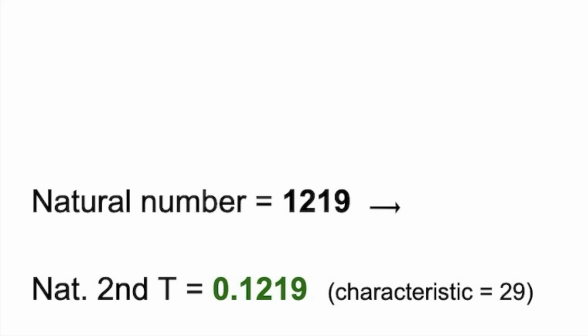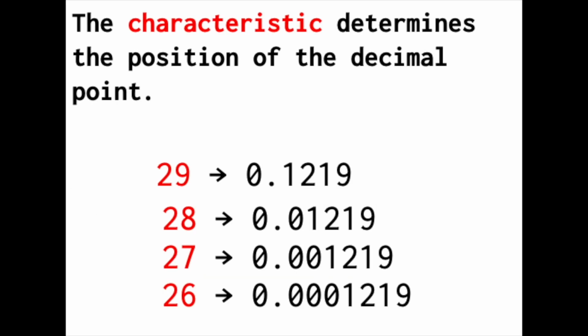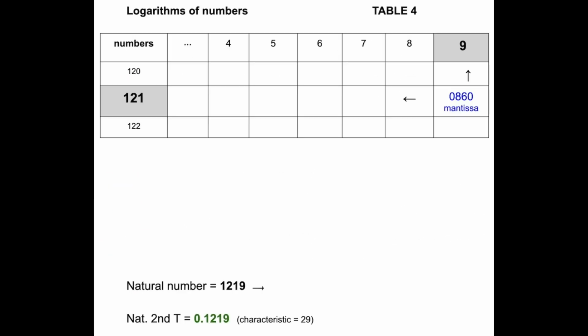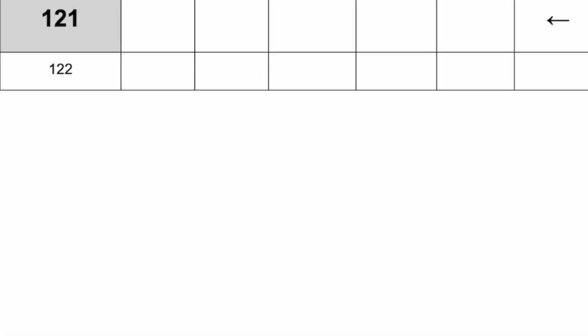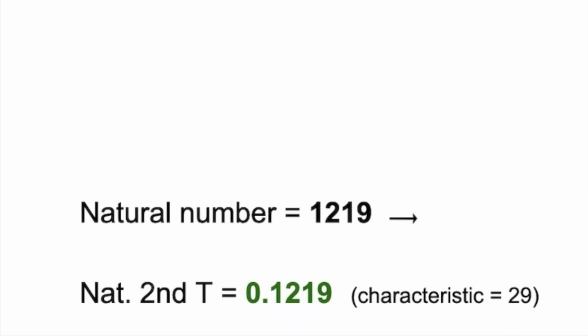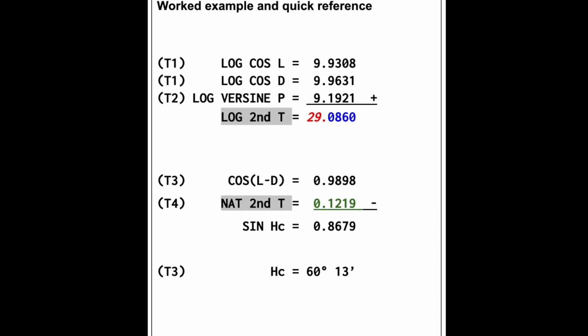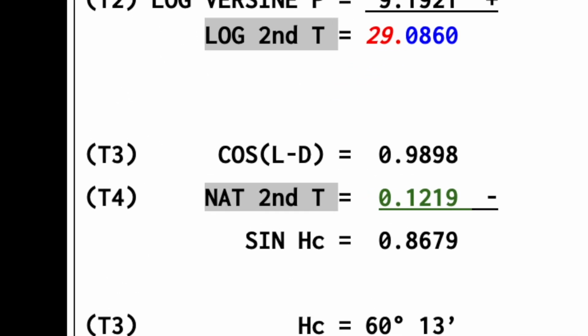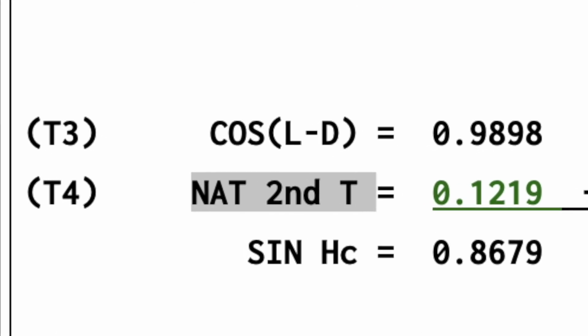Finally, after obtaining the whole number 1219, we must place the decimal point. Using the characteristic reminder, we see that the characteristic is 29. Therefore, the decimal point is placed so that the natural second term equals 0.1219. For example, if the characteristic had been 28 instead of 29, the decimal point would have been placed one position further to the left.